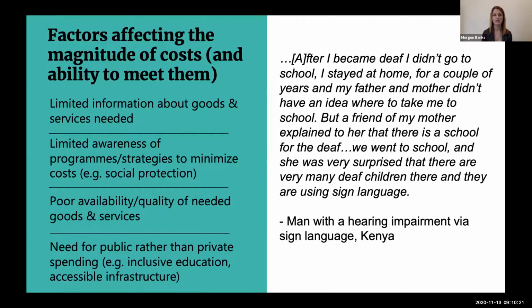And linked to this, there were quite a number of costs that needed public rather than private spending. So there would never be the expectation for an individual to be able to fund inclusive education or accessible infrastructure on a large scale. So I think highlighting, we'll talk a little bit later about some of the policy implications.